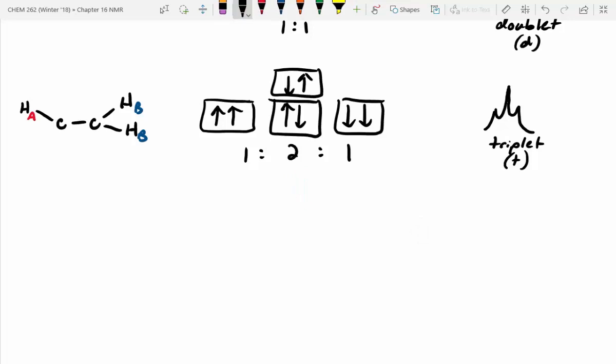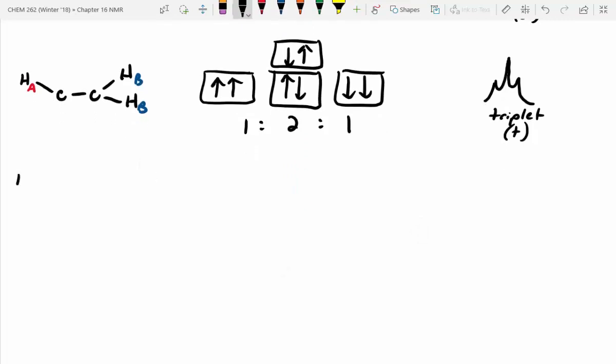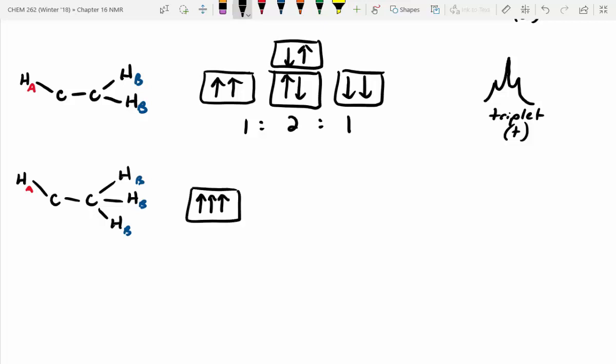Okay, so let's try some more challenging ones. Let's do HA with 3 of them, and we may call it good after that just because I don't want to do all of the crazy ones. So we'll call this HA, and then all of these will be HB. Same sort of thing. All of the HBs could be spin up in that set. That's one possibility. Or all of them could be spin down. But the probability of hitting all spin up or all spin down is relatively low.